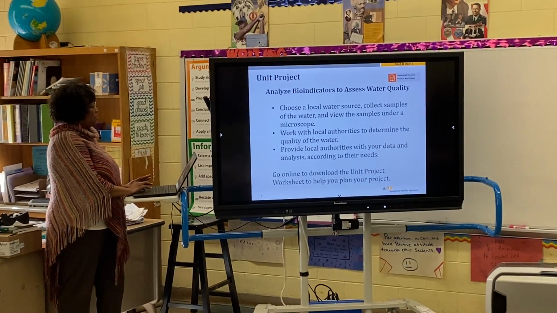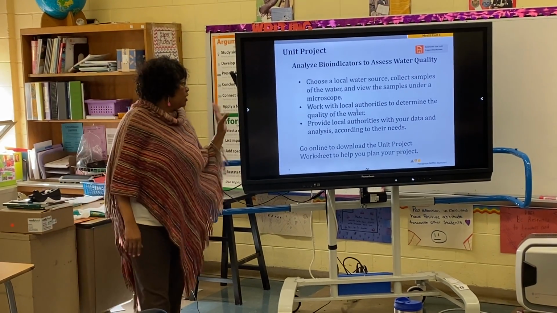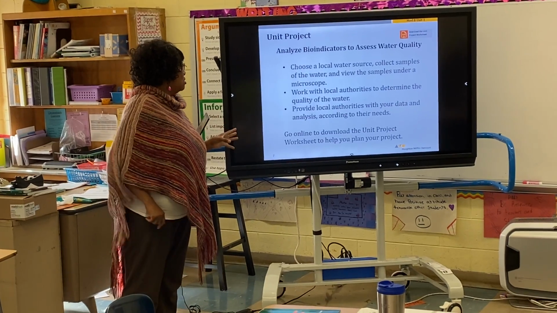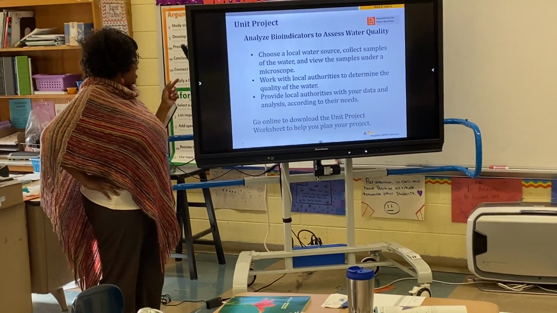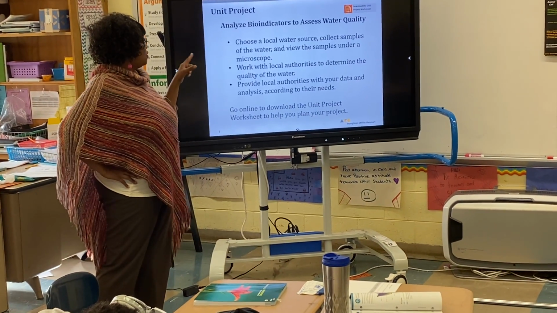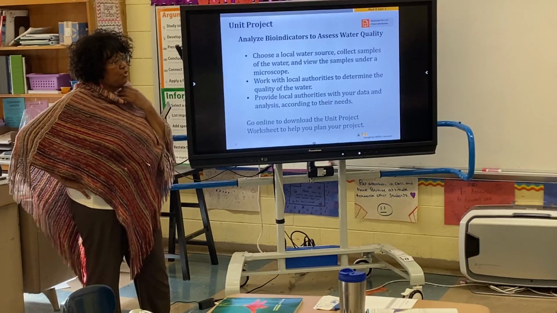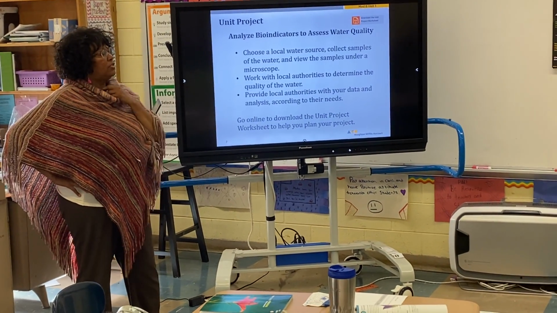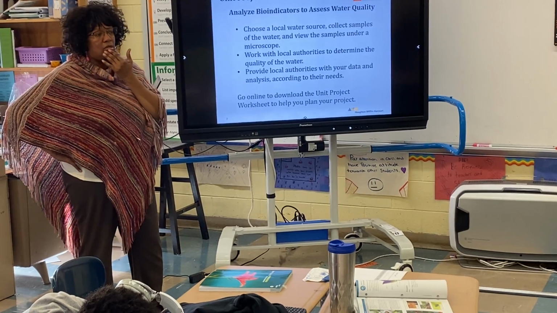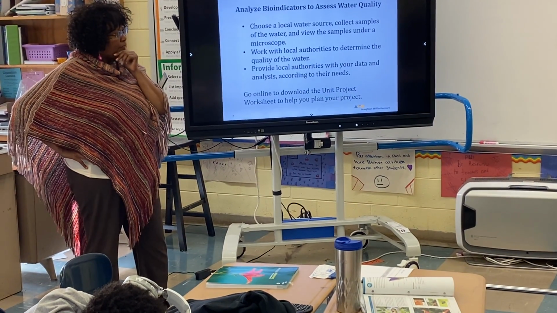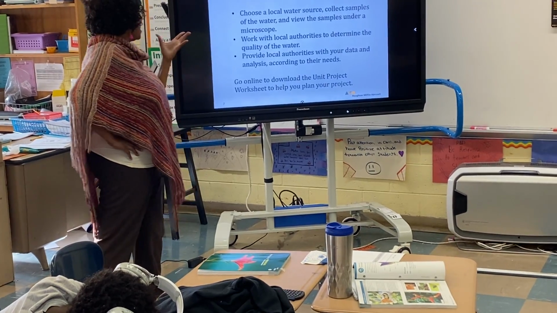This right here is also going to be a unit project that you are going to do. That's why it's important that you pay attention. Analyze bioindicators to assess water quality. That's going to be part of your project. We are going to need to use the microscope, but you also have to pay attention. Otherwise, you might not be able to use the microscope when it's time.